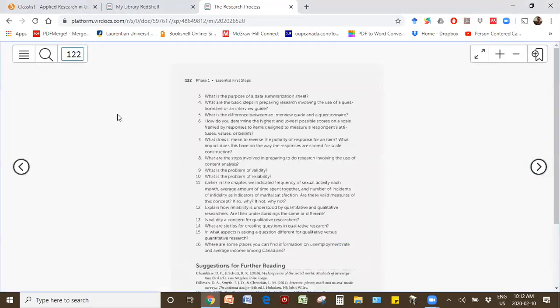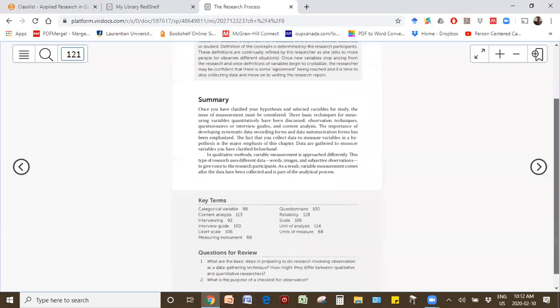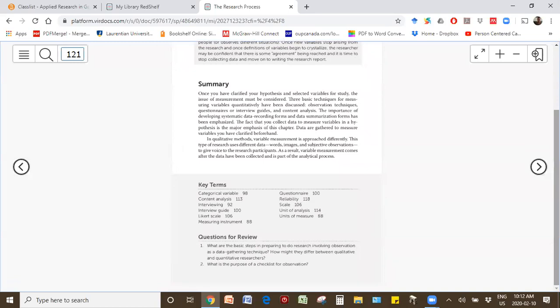Okay, so we're going to solve the questions at the back of your textbook. And let's do it as a class. So question number 1. What are the basic steps in preparing to do research involving observation as a data gathering technique? How might they differ between qualitative and quantitative research? Well, let's address the questions in sequence.